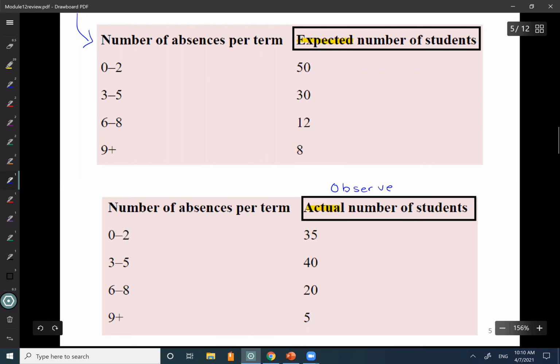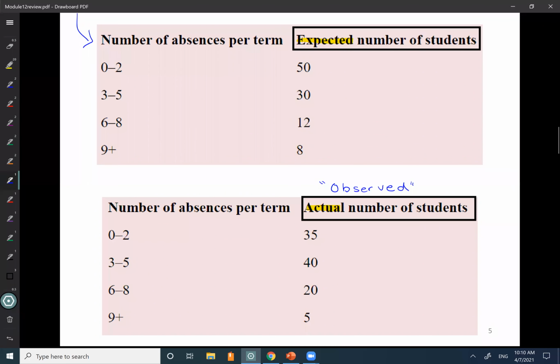This is what they observed, right? And so what they saw was 35 students were absent 0 to 2 days. 40 students were absent 3 to 5 days. 20 students were absent 6 to 8 days, and 5 students were absent 9 or more days.